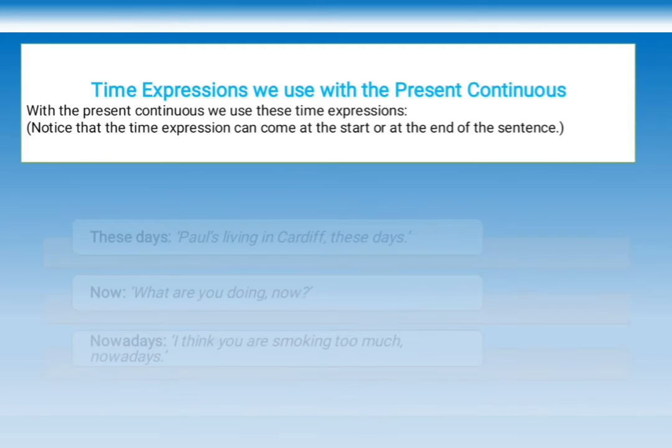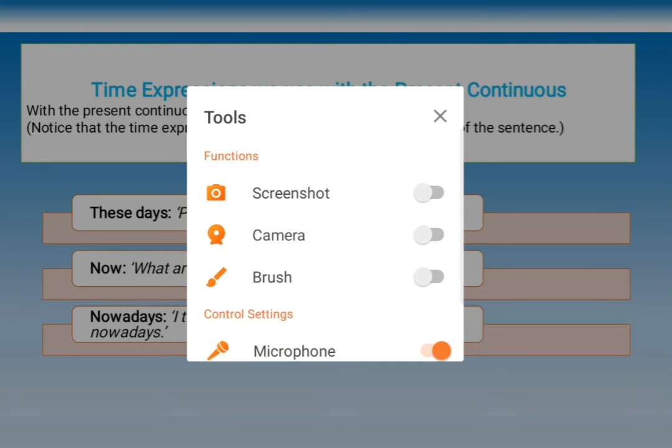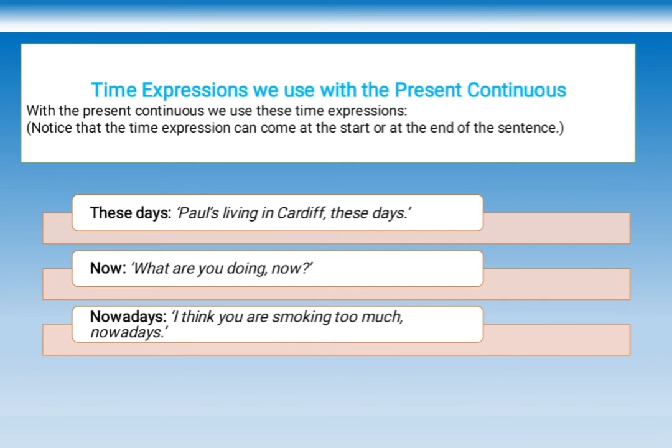Very good. Time expressions we use with the present continuous. We may use these days. For example, Paul's living in Cardiff these days. And in this case, as you can see, we have the use of a contraction. And what is the contraction for? So we can speak faster. And it says Paul's living in Cardiff these days.